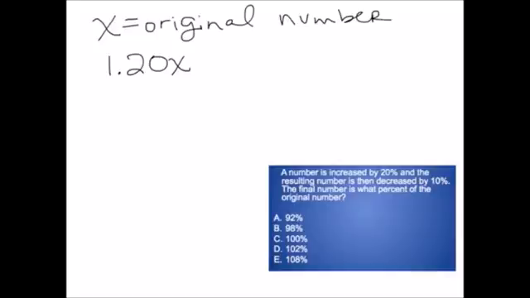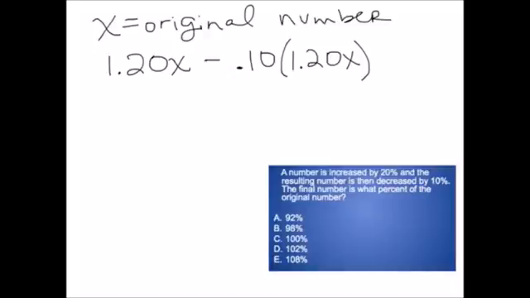The next thing that we have to do is take this resulting number, 1.20x, and decrease it by 10%. That means we're going to take away 10% of that number, 1.20x. So let's recap here. We have some original number that we let be x. Then we took 120% of it. Then we took away 10% of it because it was first increased by 20%, then decreased by 10%.